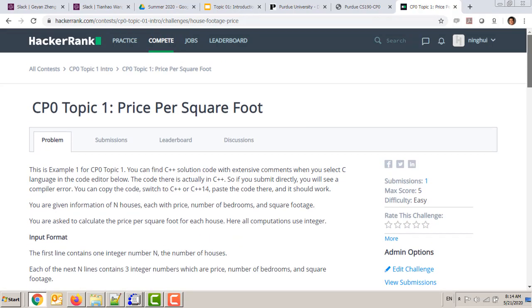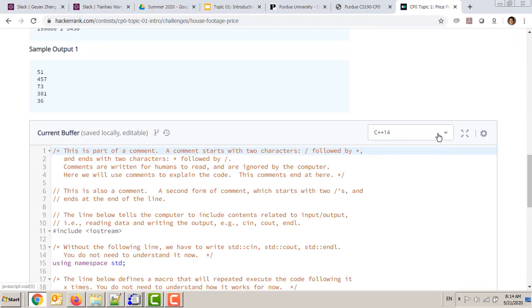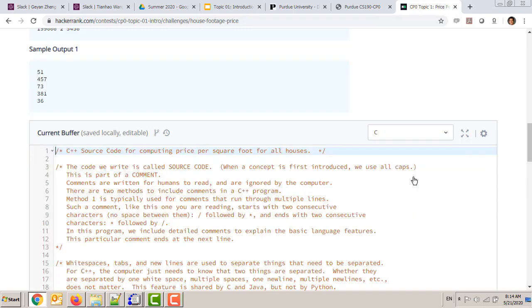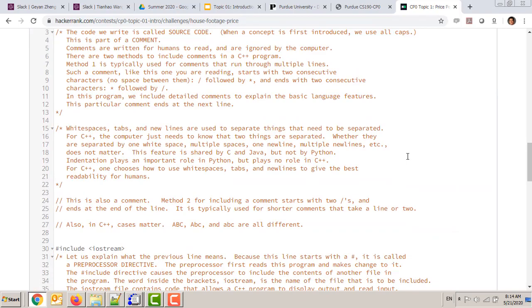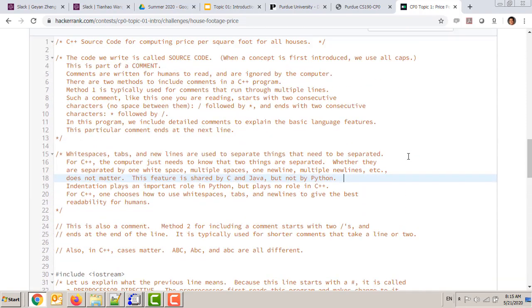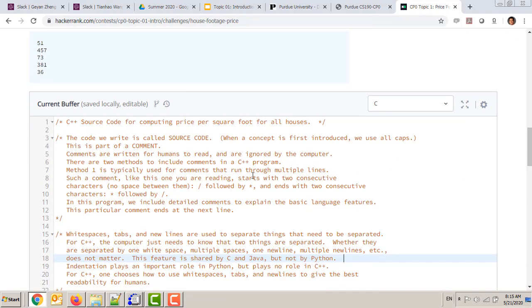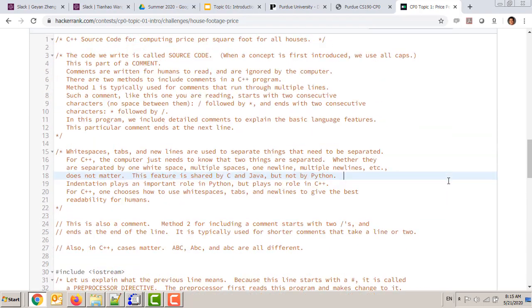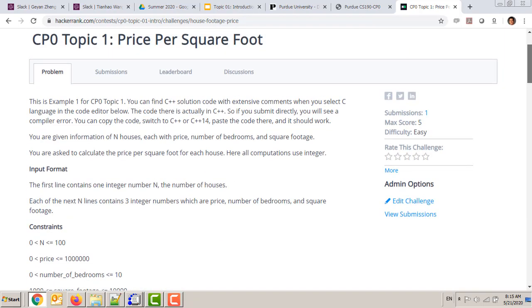So for each of the example problems, I enabled C++, Java, and Python for you to use in this course to solve this challenge. But under C, I provided the solution code with extensive comments. The material I covered in the video is also covered in the comments. So if you are a real beginner, I suggest you read these comments carefully because they are basically teaching the C language basics.